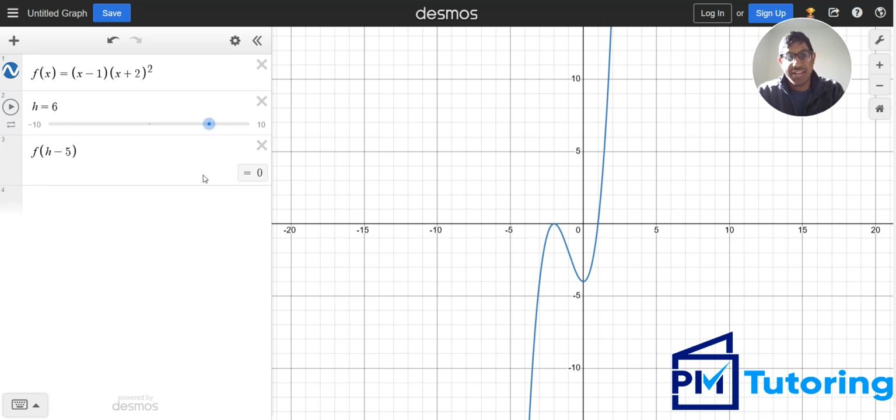H is 6, and f of h minus 5 is 0. So that's actually a possible solution. And again, we could have just played around, keep sliding around as we get closer to 0. There's 1, 0. And notice over here is another 0. So either 3 or 6 would have been acceptable solutions in this case. Now let's try one more.